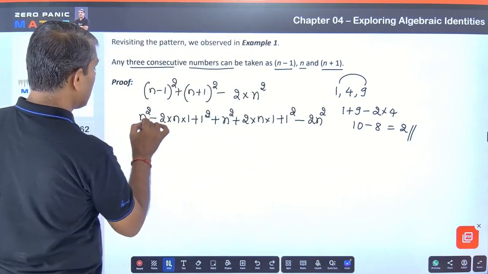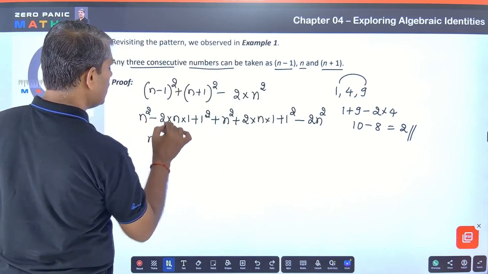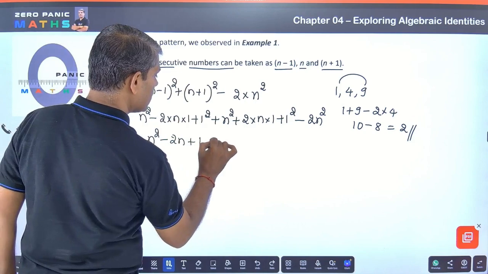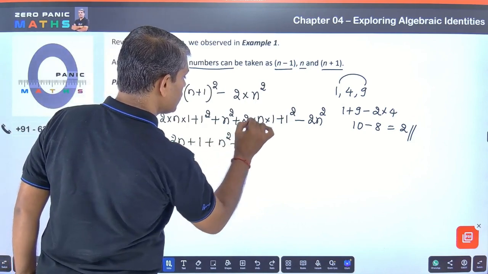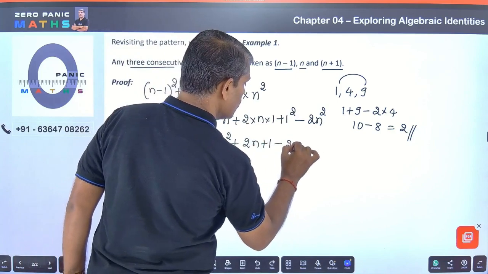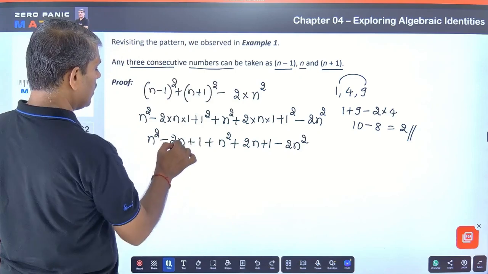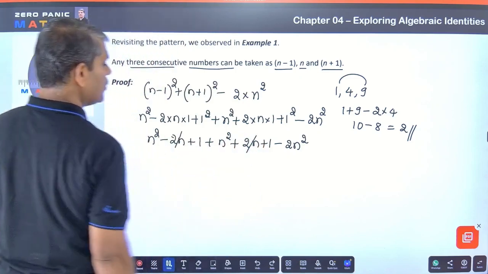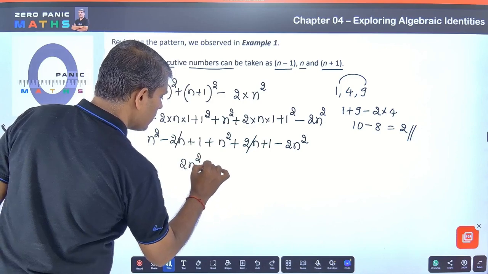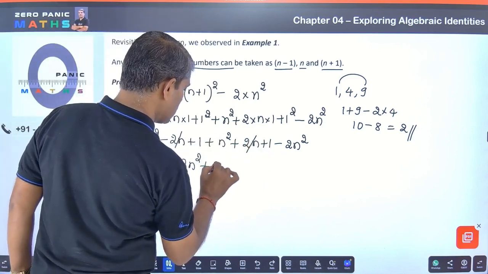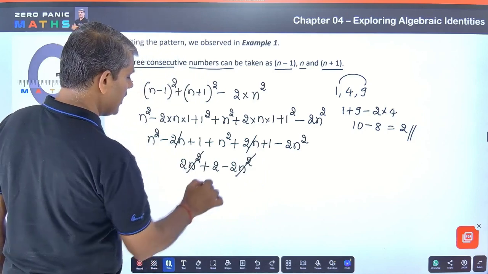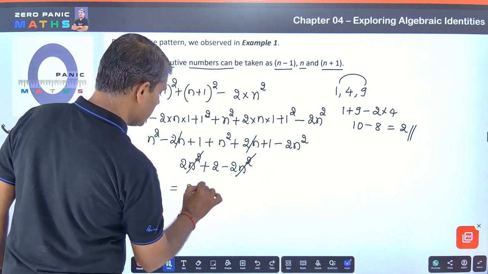Now let us calculate this. n square, minus 2 into n into 1, that is 2n, plus 1 square, that is 1, plus another n square, plus 2 into n into 1, that is plus 2n, plus another 1, minus 2n square. Now what will get cancelled? Minus 2n plus 2n will get cancelled, and n square plus n square is 2n square, plus 1 plus 1 is 2, and minus 2n square. You see, minus 2n square plus 2n square will get cancelled, and what remains finally is 2.